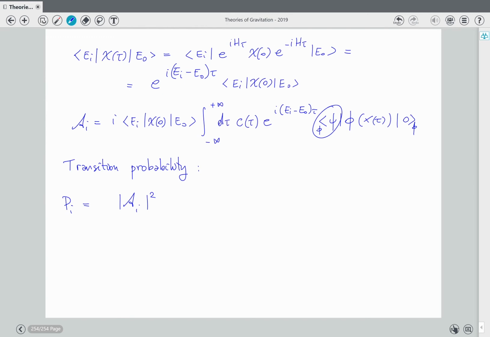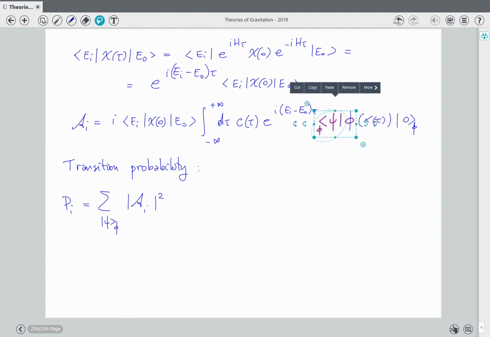of the field phi, that will be a sum over all final states of the field phi, because we are going to observe only our detector. So we will have to make a sum over these final states which we have no control over. So let's try and compute this squared modulus.